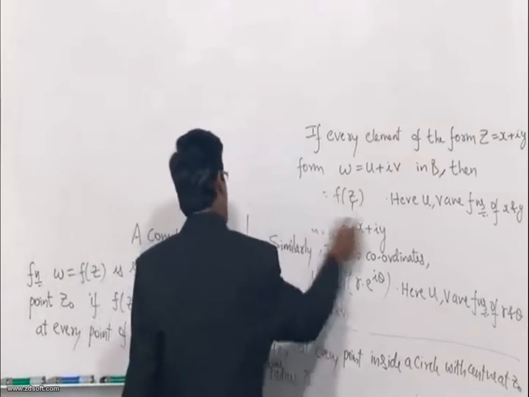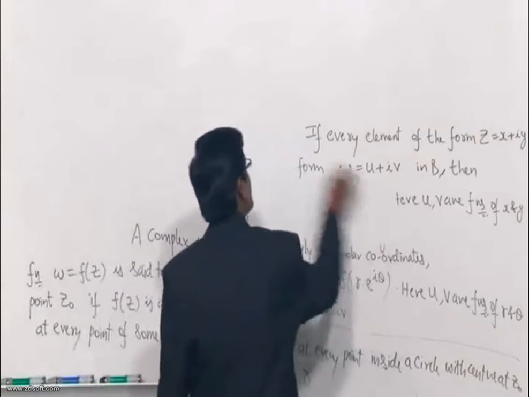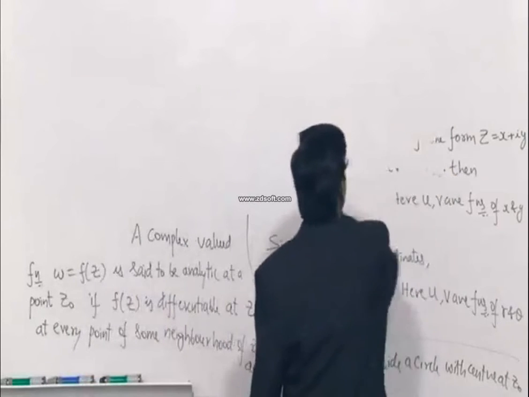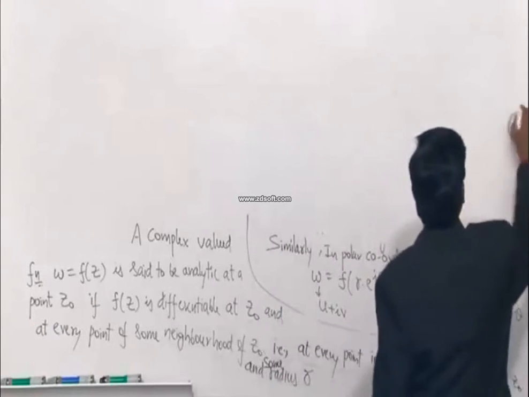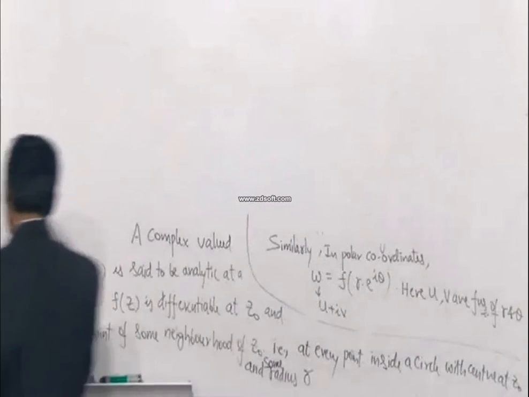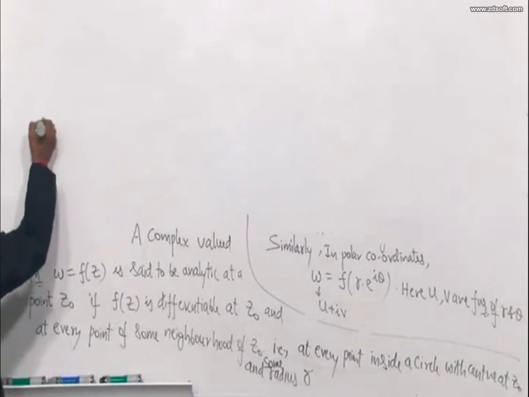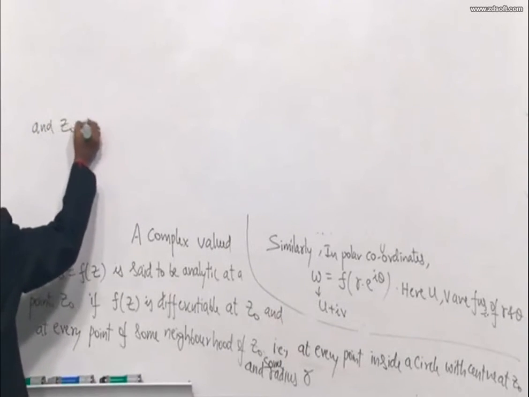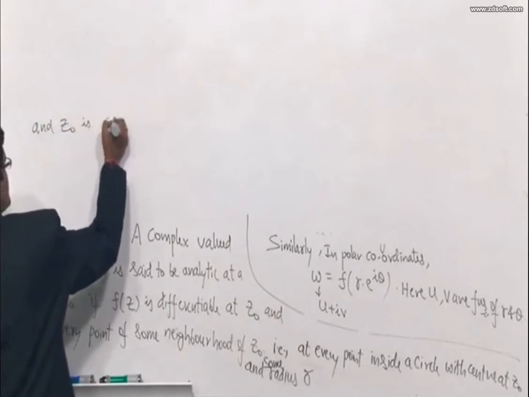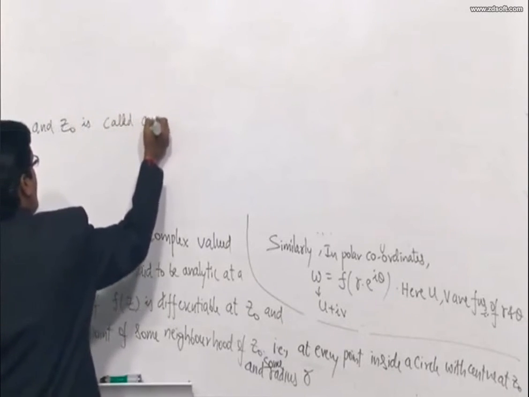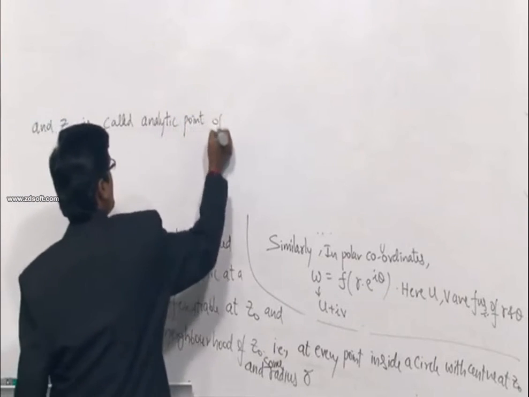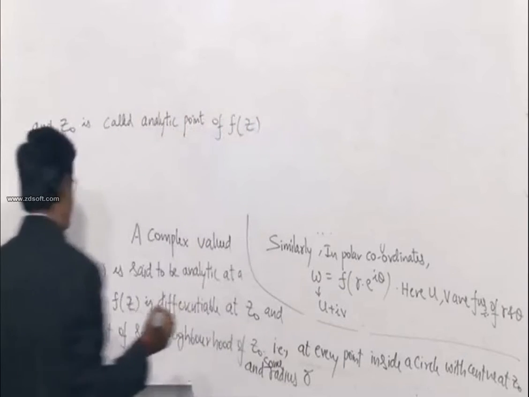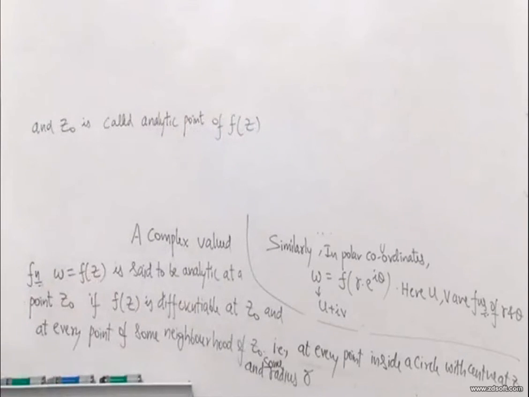So, you find some circle having center z0 and radius delta. At every point inside that circle, the function should be differentiable. Then only we say that the function is analytic at a point z0. And z0 is called an analytic point of f of z whenever this definition is satisfied.